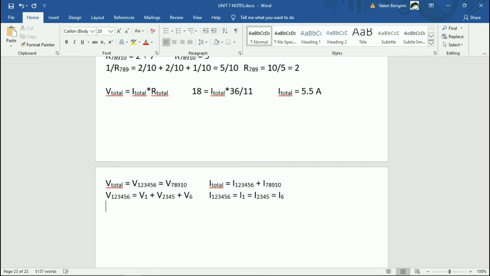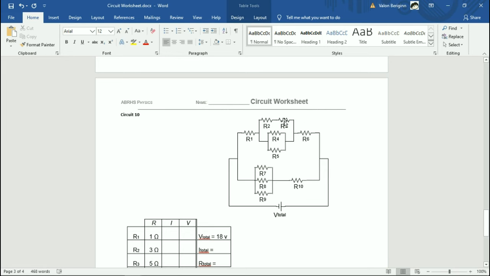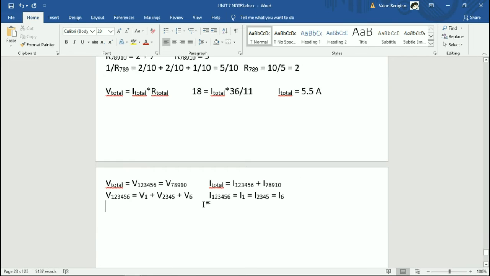Again, we can keep going. So what about 2, 3, 4, 5? Well, again, 2, 3, 4, 5, we have the 2, 3 option, the 4 option, and the 5 option all in parallel. So if it's in parallel, then they're all equal. So V2345, V23 equals V4 equals V5. And then for current, they're summative.